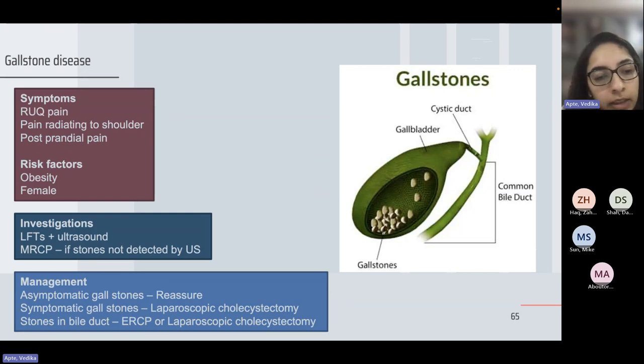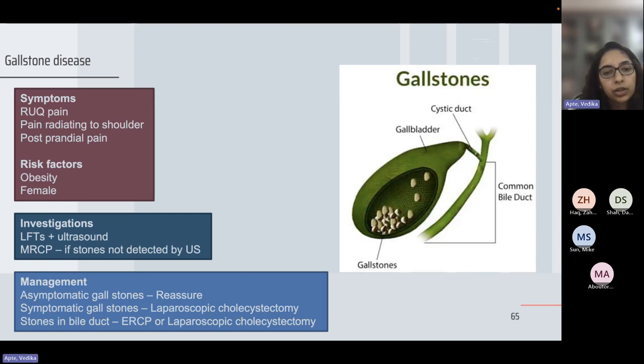And in terms of management, if it's asymptomatic gallstones, you just reassure the patient and get them to come back if the pain doesn't go away or it gets worse. Just make sure to safety net them. But if the gallstones are symptomatic, then you want to refer the patient for a laparoscopic cholecystectomy, which is essentially a minimally invasive procedure where you remove the gallbladder. You guys might have the chance to see that on placement as well, which is quite interesting.